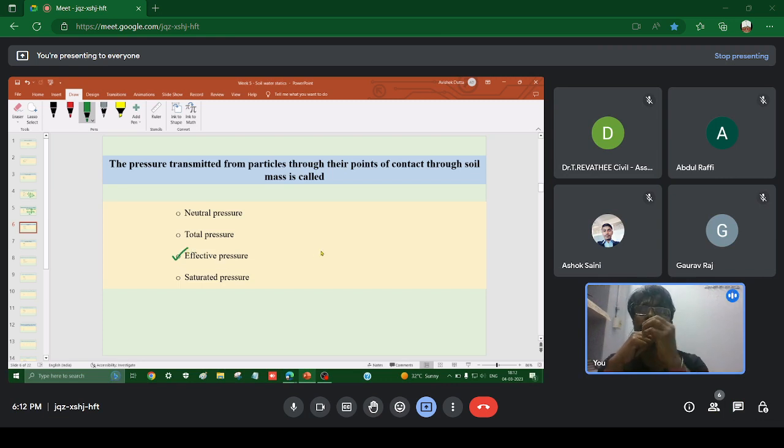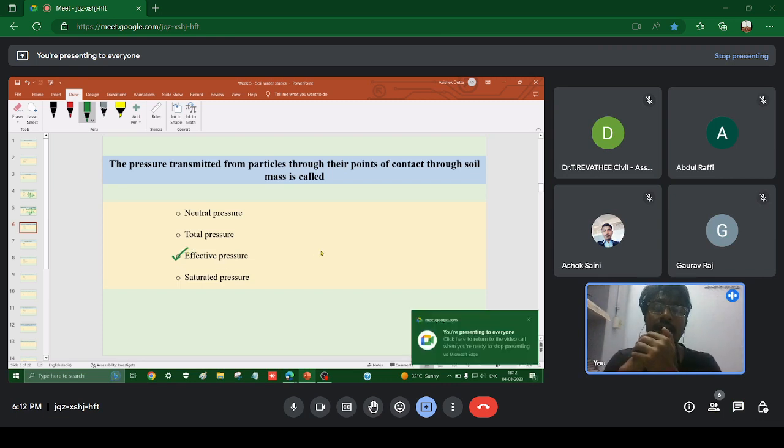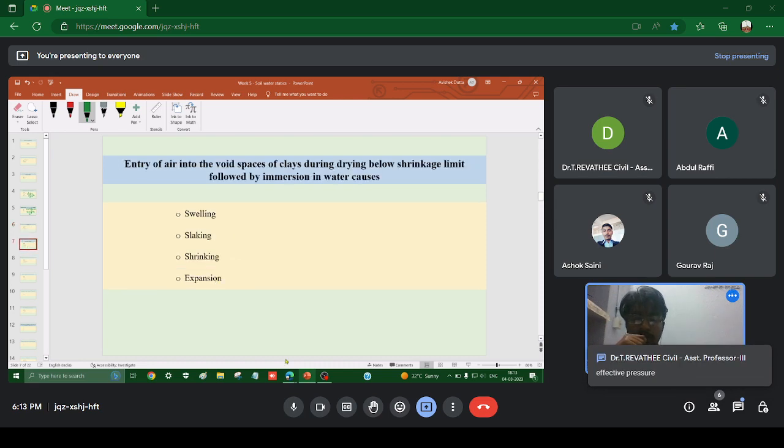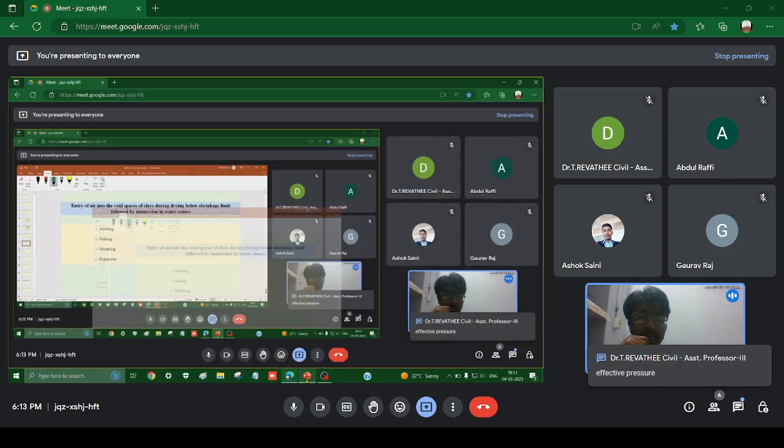The pressure given by the soil particles, the grain to grain transfer of the load throughout the soil mass, is called the effective pressure. Here we do not consider the effect of water, or the pore pressure coming into action. We consider the grain to grain transfer of the load from one soil particle to the other. Yes, you are right, effective pressure. Next question.